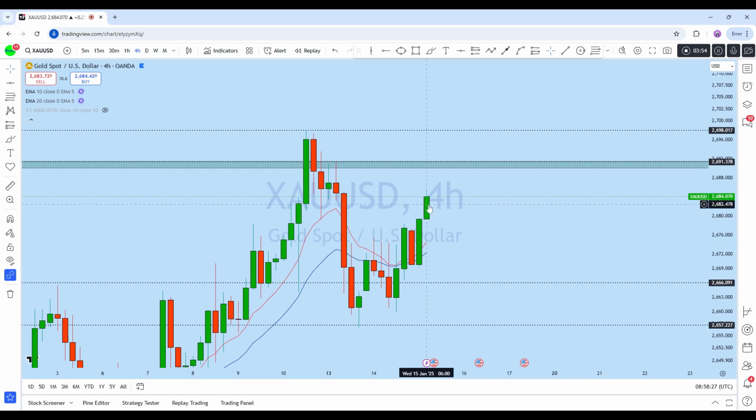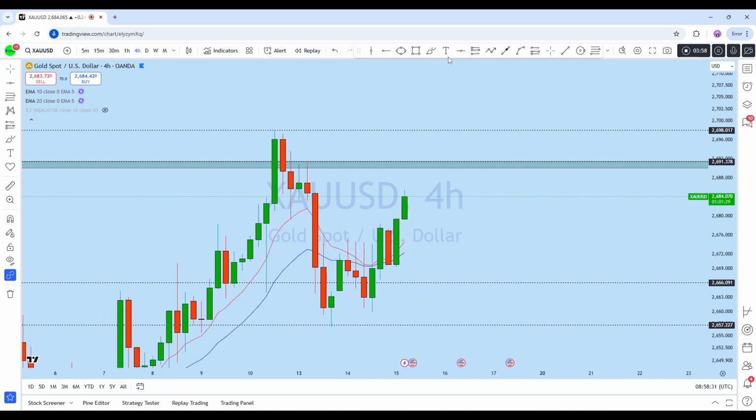2691.92 level. The market might break that high to create a new higher high, and with that breakout we could see, with the upcoming news, the price breaking below for a deeper liquidity grab, or we might see the price continuing to the upside to create a higher high.